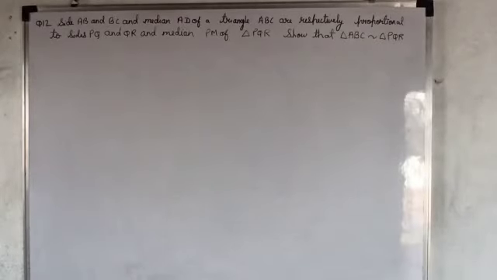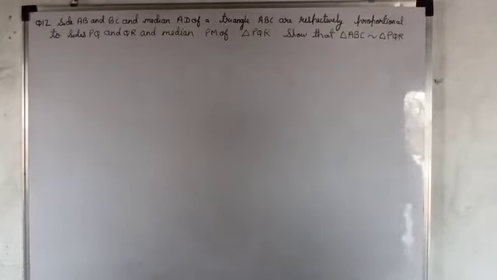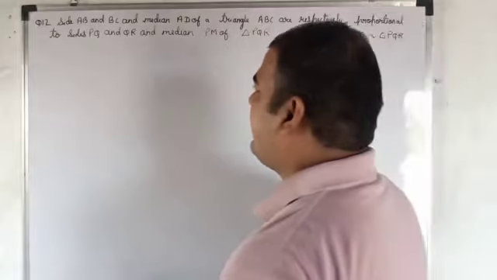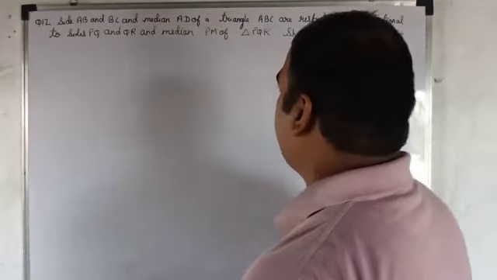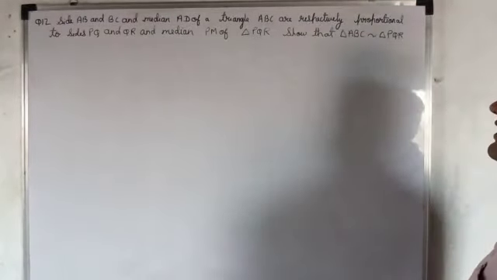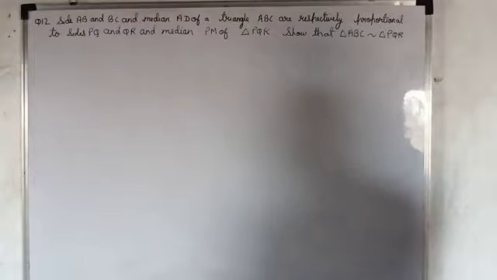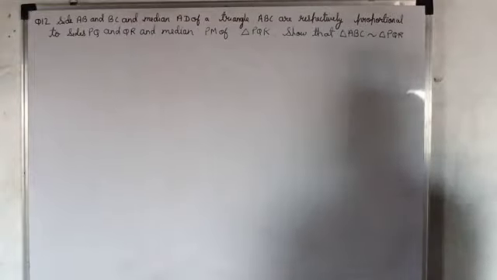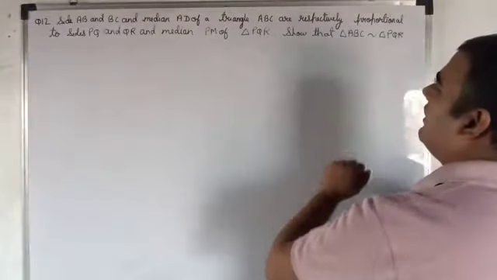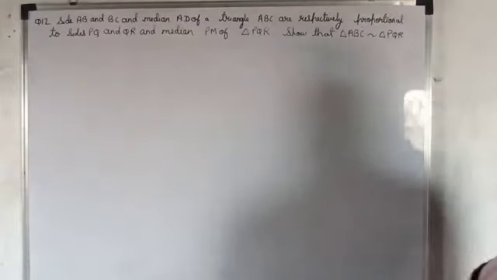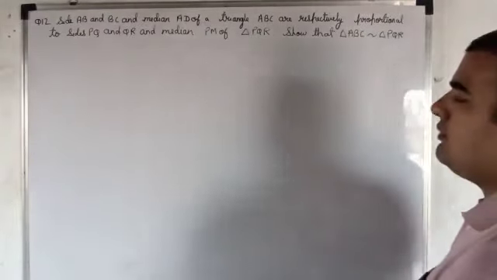Hello students, today we are going to see exercise 6.3 question number 12. Side AB and BC and median AD of a triangle ABC are respectively proportional to the side PQ and QR and median PM of a triangle PQR. Show that ABC is similar to PQR.